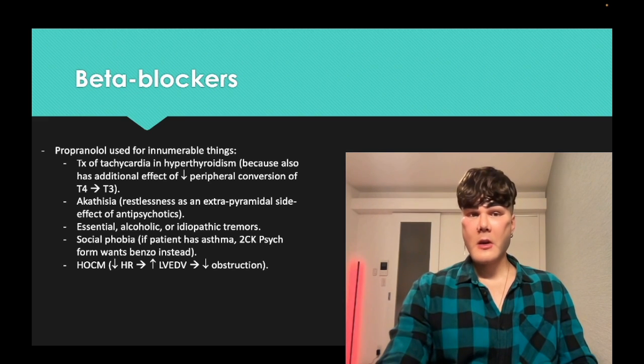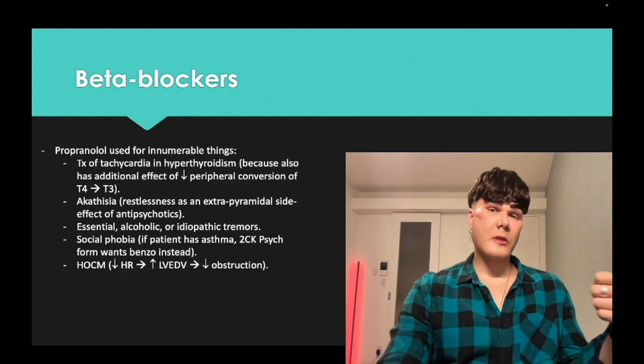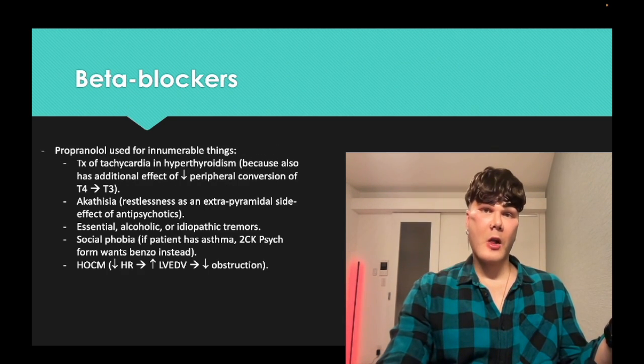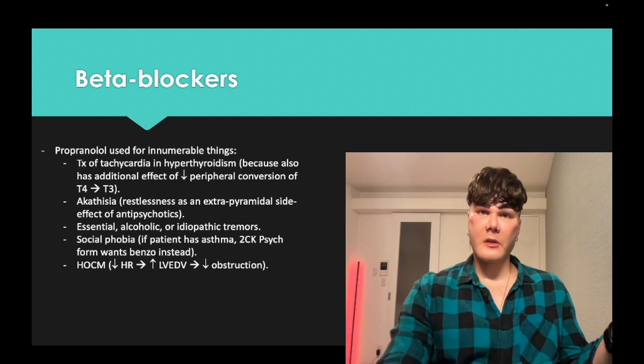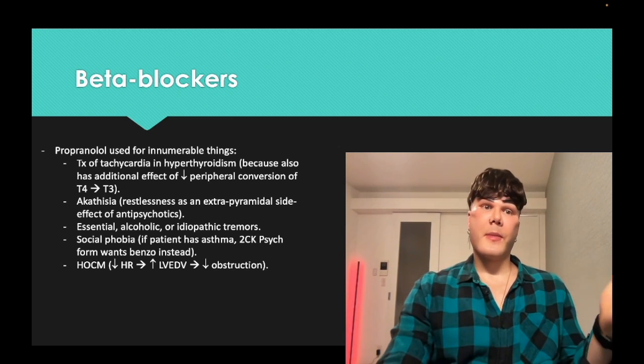Social phobia, so that's going to be stage fright. For stage fright, you can also use atenolol. It's not limited to propranolol, but propranolol is a typical beta blocker that's given for it. Don't confuse social phobia with specific phobia, such as fear of flying. Specific phobia is treated with a benzo. Someone's getting on an airplane, you can give them a benzo for the flight, like giving them alcohol. But for stage fright, you give a beta blocker.